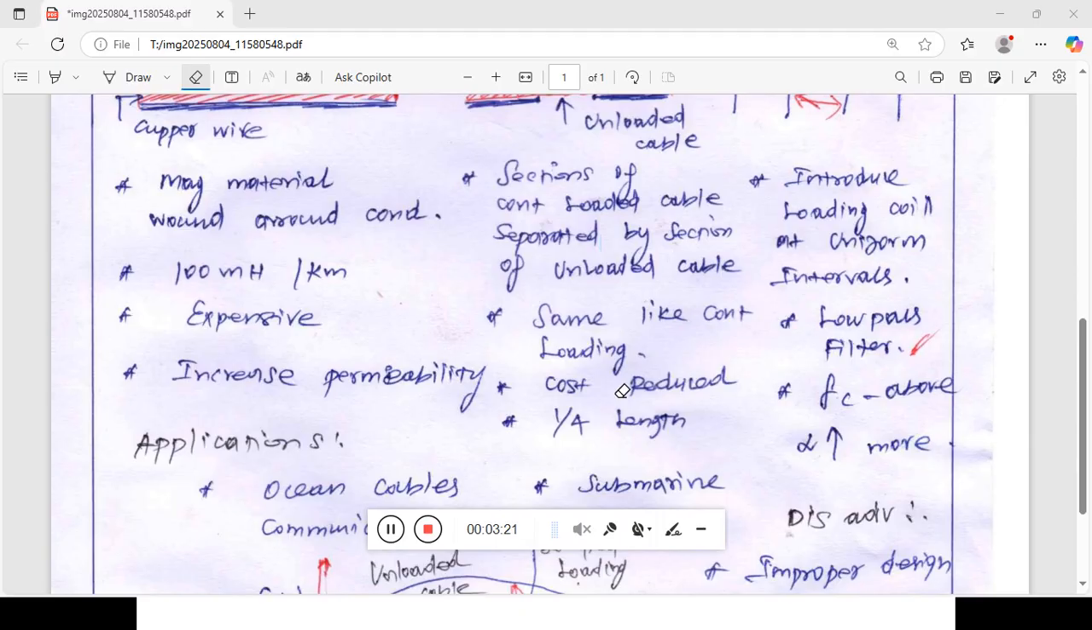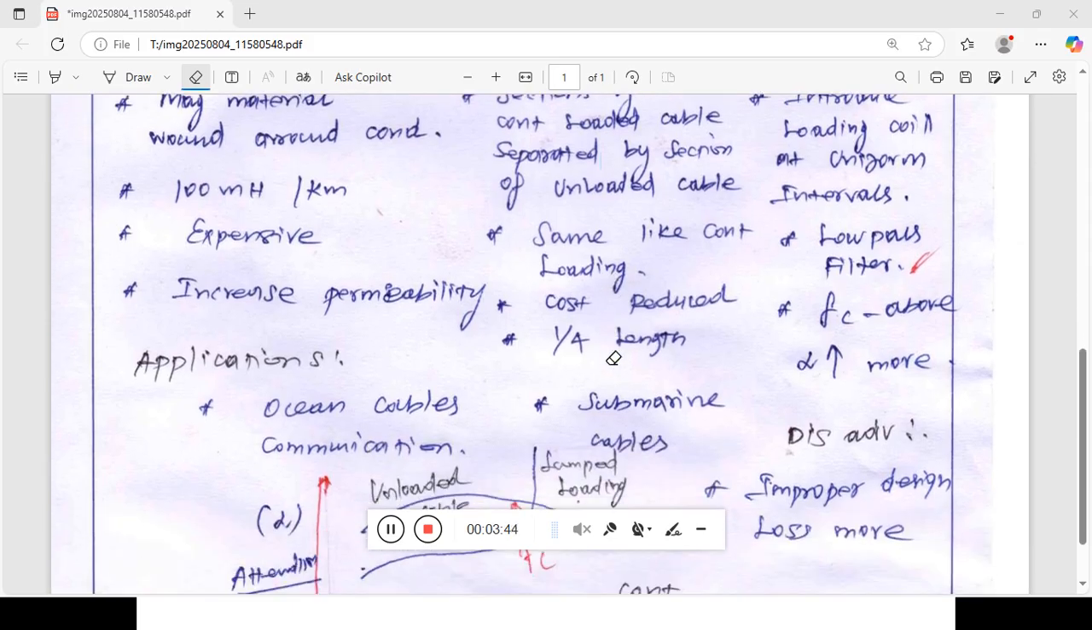When compared with the previous one, the cost is greatly reduced in this method, and there is no major difference in performance between the previous one and this one. In this method, you need to keep the loading length up to one fourth of the entire length. This kind of method is applicable for submarine cables only.